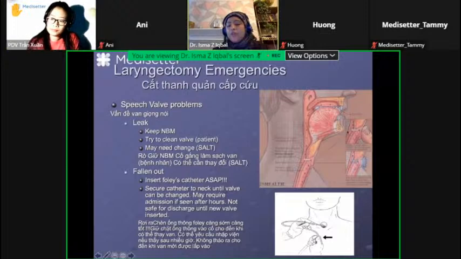Sometimes there's leakage around the valve, which means there's a problem with the size of the valve. And again, that would mean that you need to change the valve. But whilst that's happening, the patient should stay nil by mouth. Otherwise, when they're eating and drinking, the risk is that drink can fall into their lungs and cause a pneumonia.